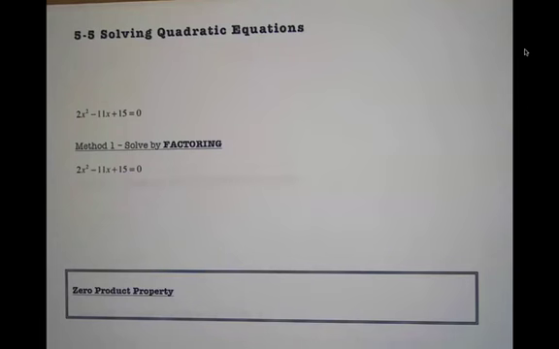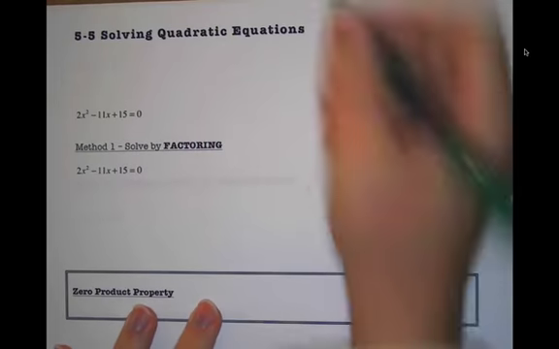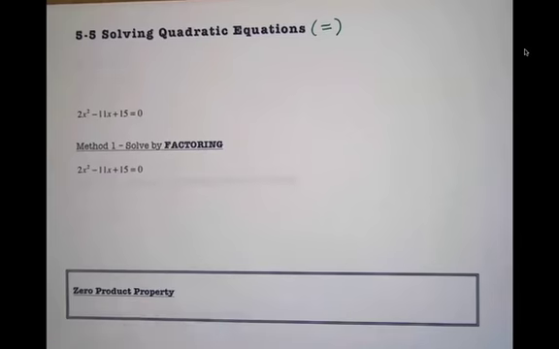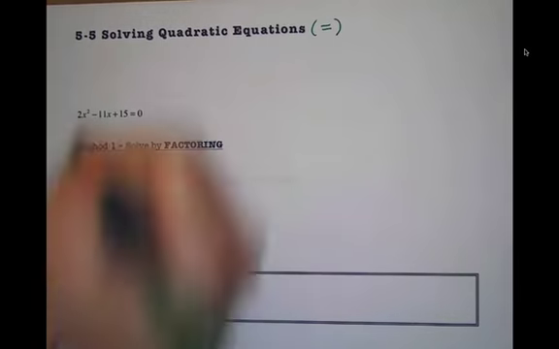All right, so this is your lesson on 5.5, which is on solving quadratic equations. Now, some of these problems are going to look very similar to the factoring problems that we did, but the biggest difference between solving a quadratic equation and factoring something is that whenever you're solving, there's going to be an equal sign.